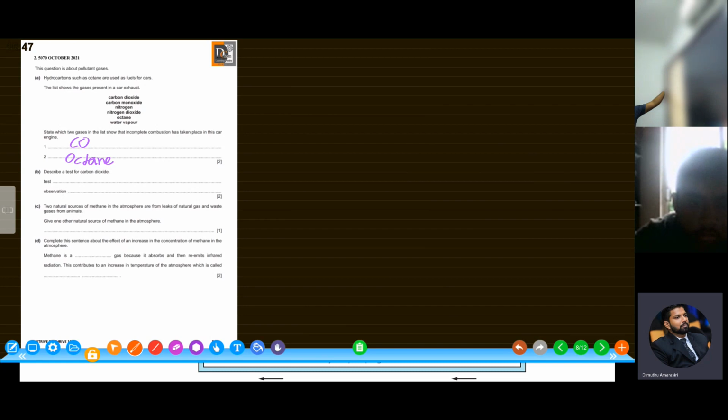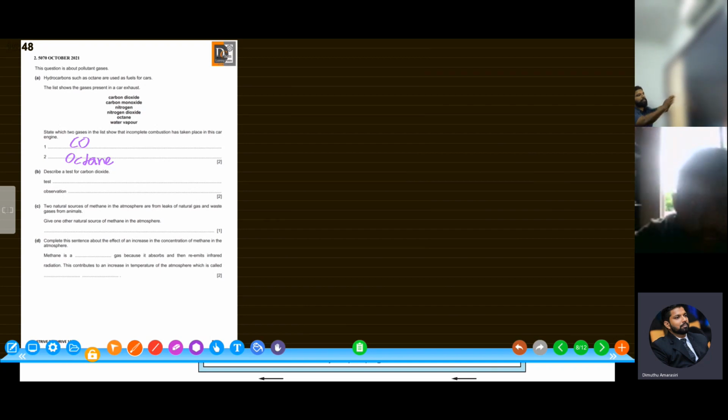Okay, describe the test for carbon dioxide, lime water. I don't have to write that. Pass it through lime water, observation: it goes milky. Two natural sources of methane in the atmosphere are leaks of natural gas and waste gases from animals. Give another natural source of methane in the atmosphere.